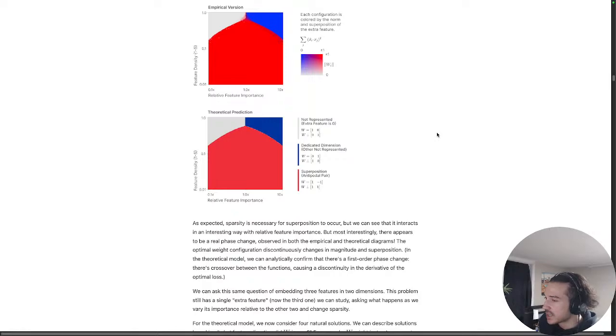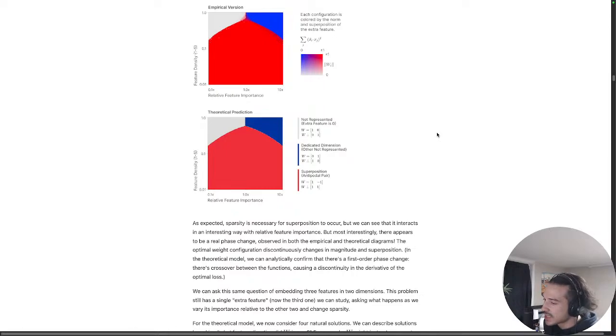As expected, sparsity is necessary for superposition to occur, but we can see that it interacts in an interesting way with relative feature importance. But most interestingly, there appears to be a real phase change observed in both the empirical and theoretical diagrams. The optimal weight configuration discontinuously changes in magnitude and superposition. In the theoretical model, we can analytically confirm that there's a first-order phase change. There's a crossover between the functions, causing a discontinuity in the derivative of the optimal loss.